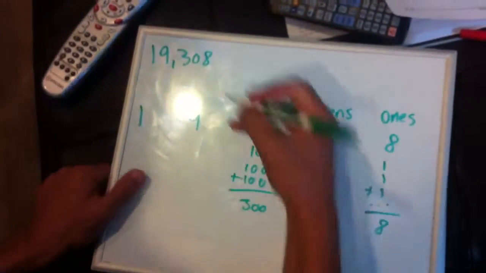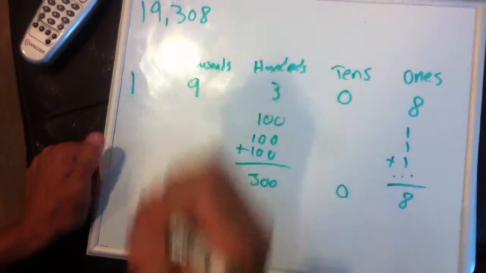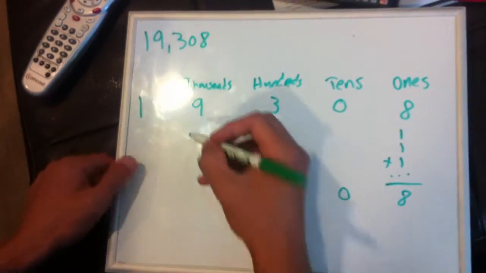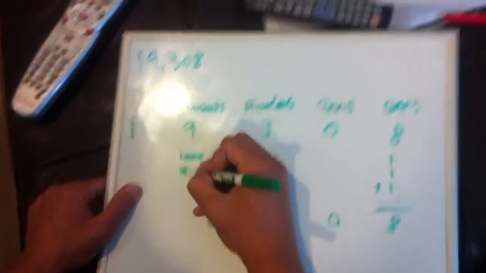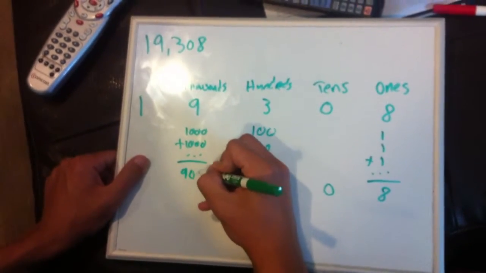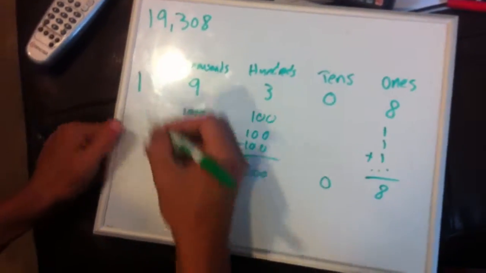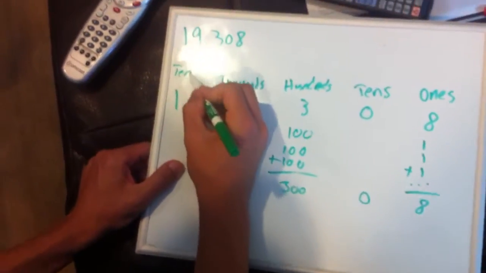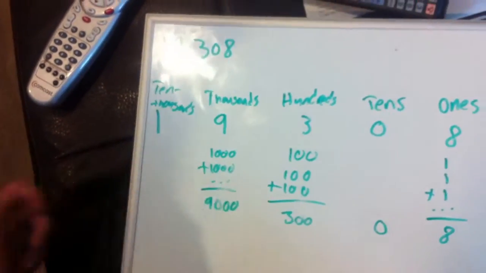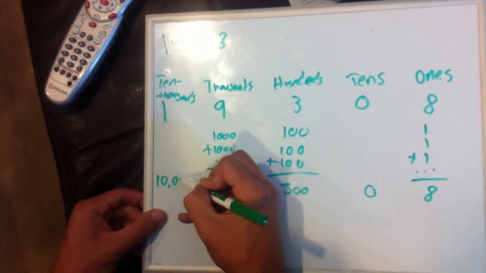Now, if we move on to the 9, we're in the thousands place. And if we add these up like we did before, we'll have 9 1000s. So 1000 plus 1000, on and on and on, until we end up having 9,000, or 9 1000s. Now lastly, this number 1 is in the 10,000s place. Now here, since there's only 1, that means we only have 1 10,000.